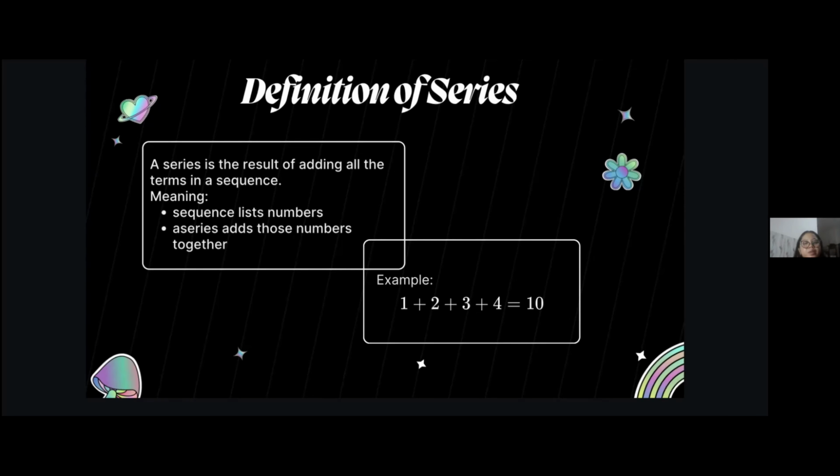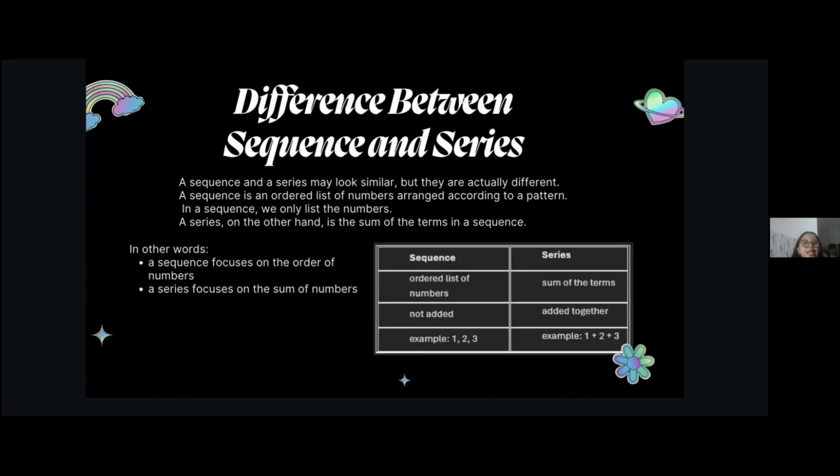Next, we will look at the difference between them. Now let's understand the difference between a sequence and a series. At first, they may look similar, but actually they are different. A sequence is an ordered list of numbers arranged according to patterns, and in a sequence, we only list the numbers. A series, on the other hand, is the sum of the terms in a sequence. So, in a series, we add the numbers together. Remember this, guys: a sequence focuses on the order of numbers, while a series focuses on the sum of numbers.